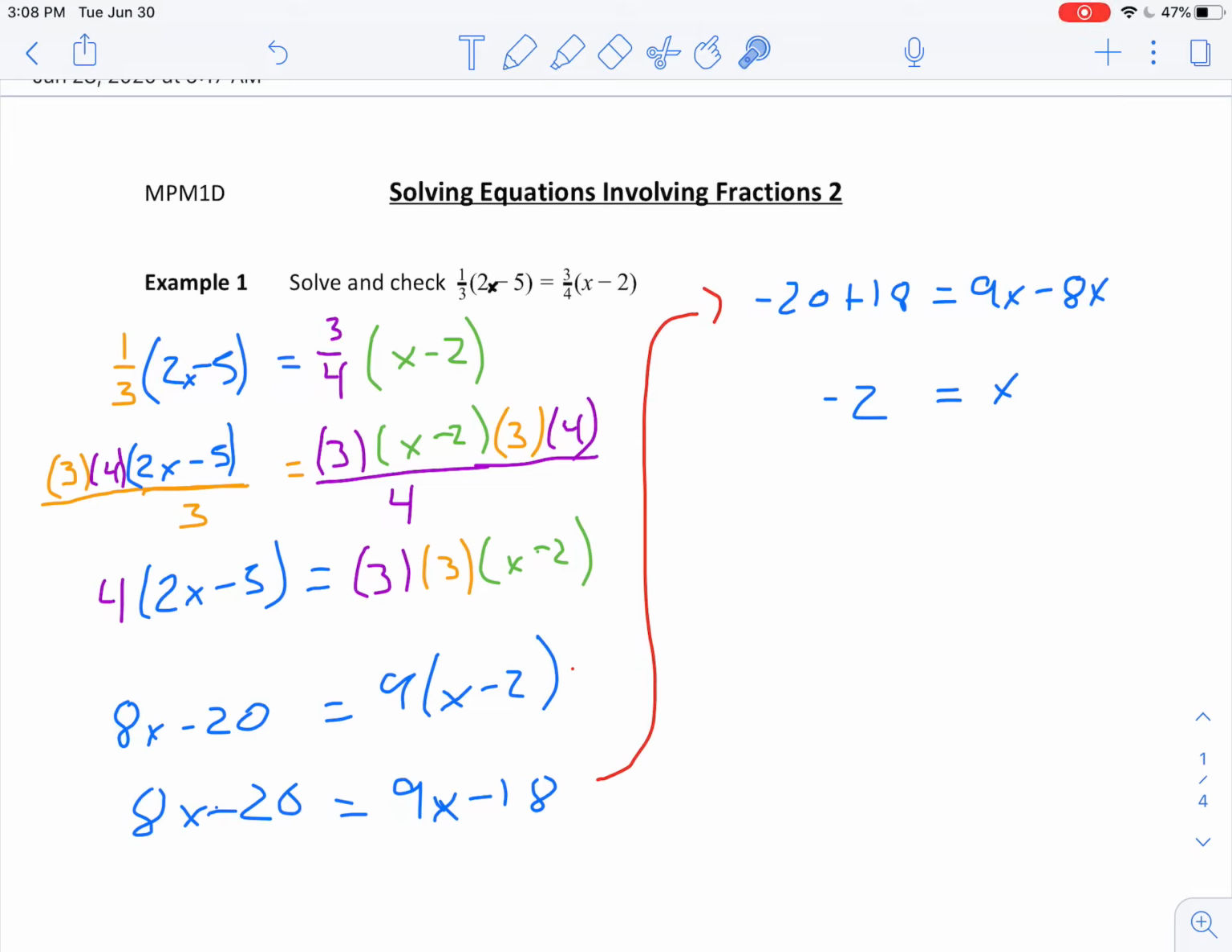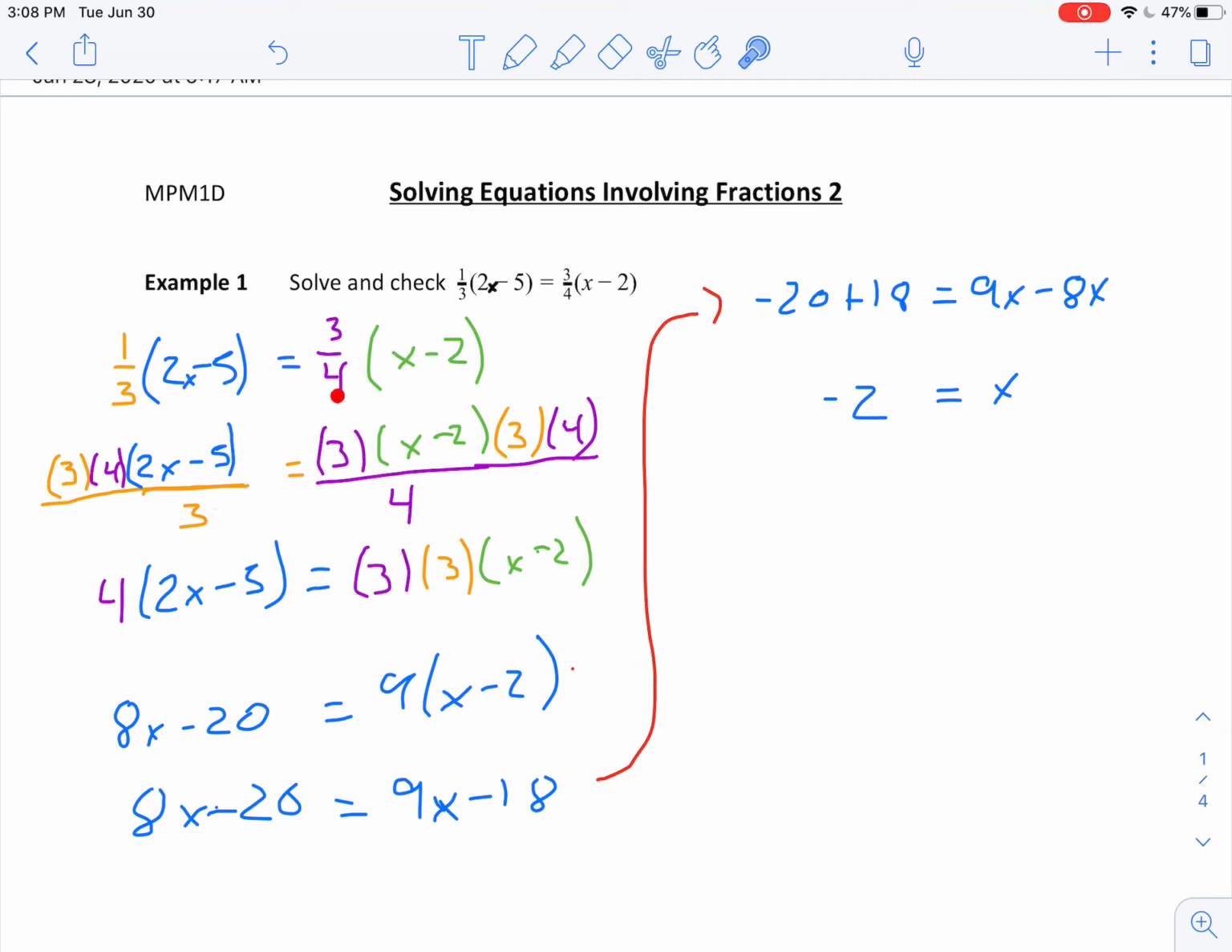Let's talk a little bit more about solving equations involving fractions. So we're going to solve and check 1 over 3 times 2x minus 5 is equal to 3 over 4 multiplied by x minus 2. I color-coded it here so we can see what parts are moving where. 1 over 3 times 2x minus 5 is the same as 2x minus 5 divided by 3. So I just wrote that here.